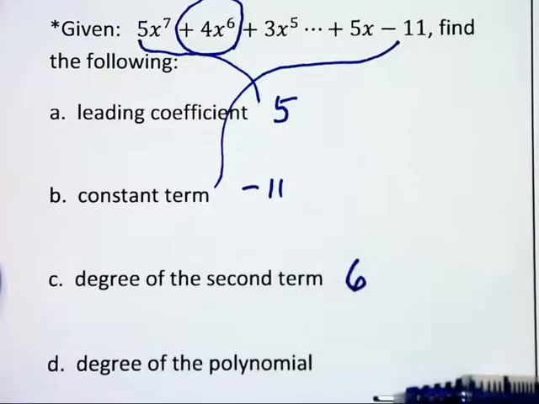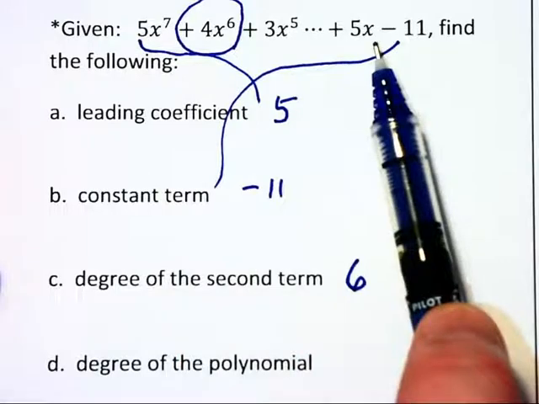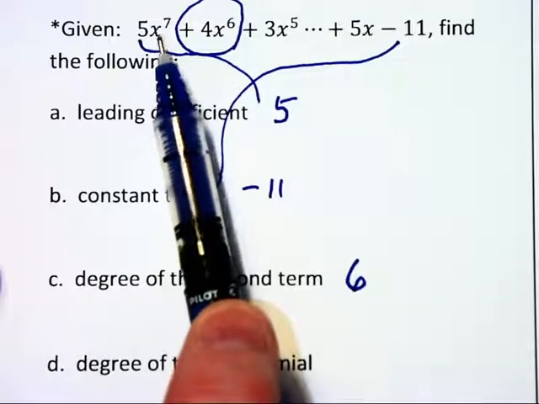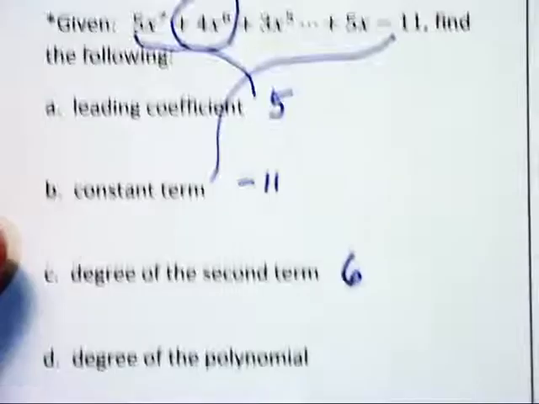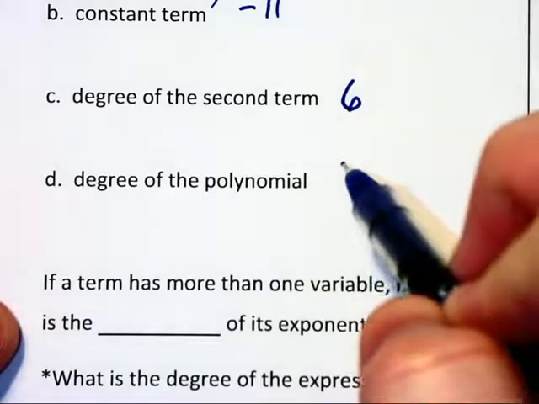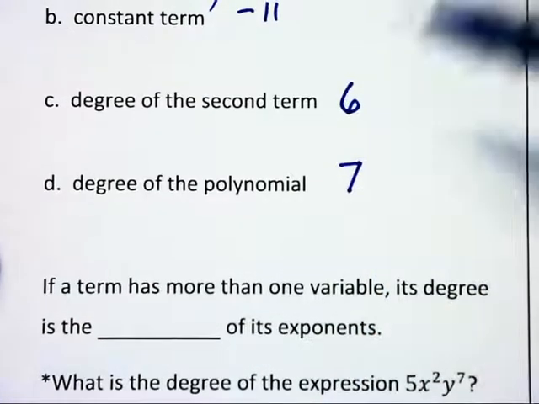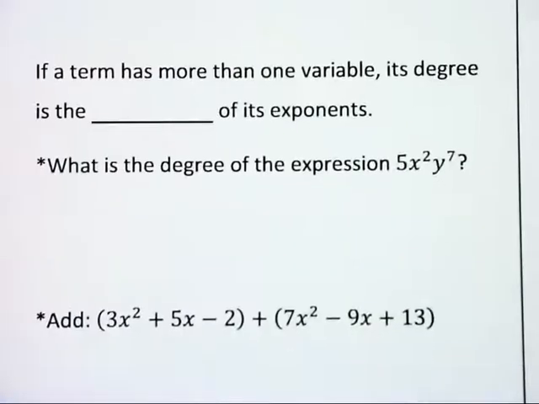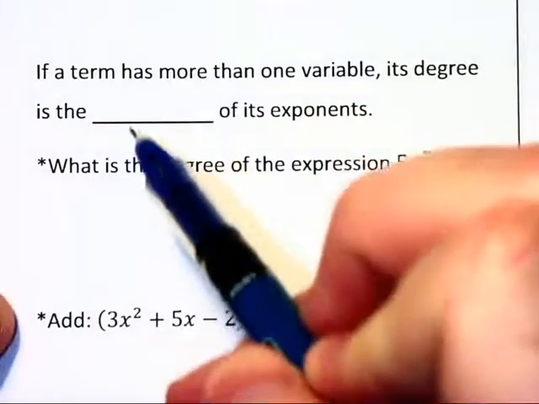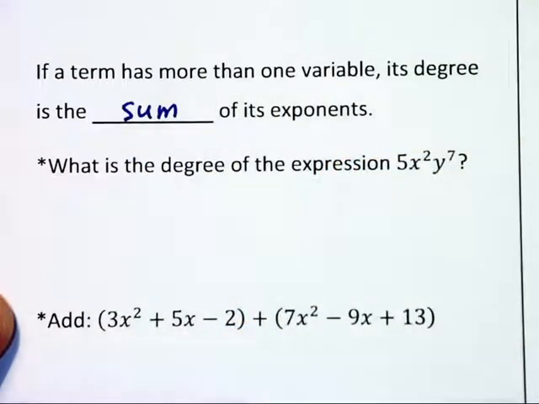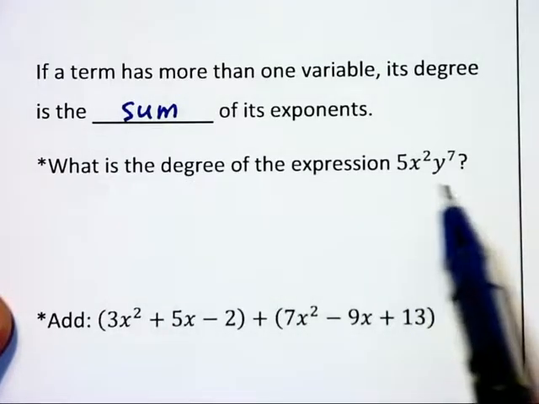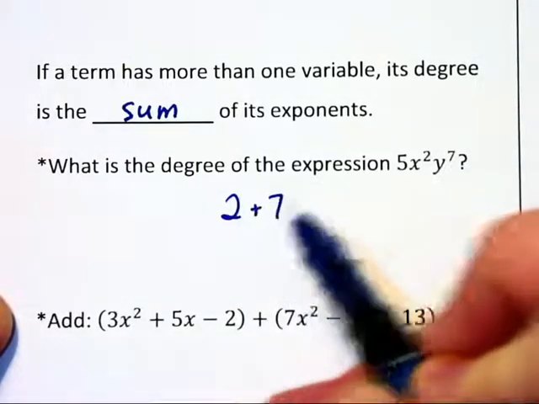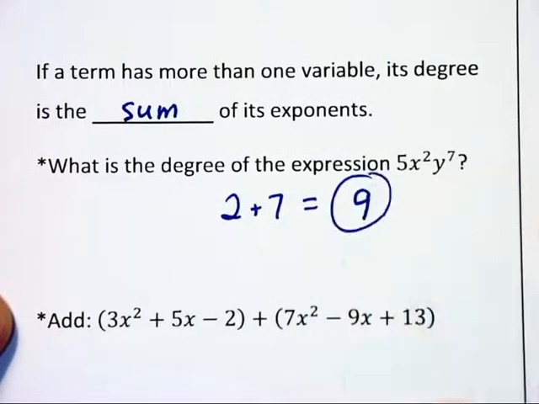For the degree of the polynomial, you look at the degree of each of these terms, and if it's in descending order, the largest degree will be listed first, and the degree of that term will be the degree of the polynomial. So for this polynomial, the degree is 7. So you have degrees of terms and you have degrees of the entire polynomial. Now, if there's more than one variable, the degree is the sum of its exponents. So as you can see here, I've got the expression 5x squared y to the 7th. You will add 2 plus 7 to say that this term has a degree of 9.